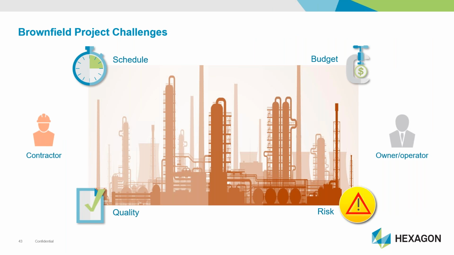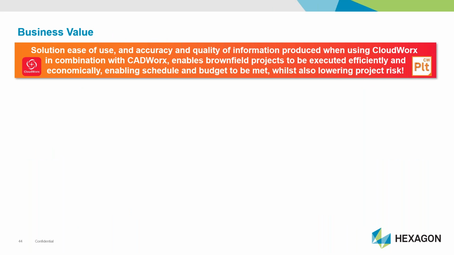So how does this combination help you meet the challenges of brownfield projects, which Paul mentioned earlier on, which of course, like any project, require you to deliver on schedule and budget whilst delivering higher quality, and all the while, as the project evolves, trying to mitigate risk. It's because this combination supports economical and fast-track project execution.